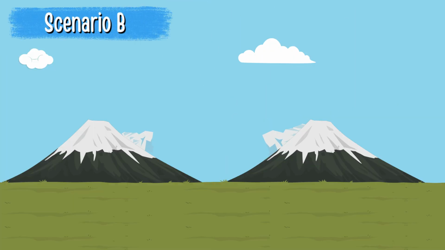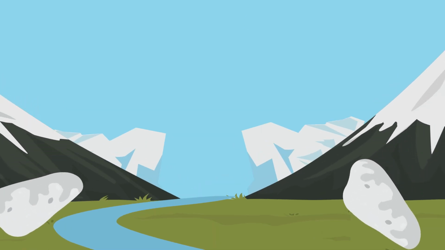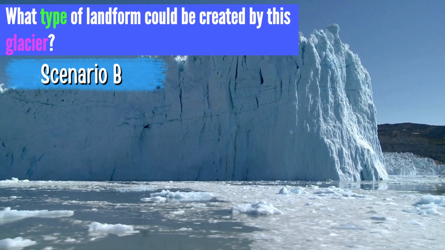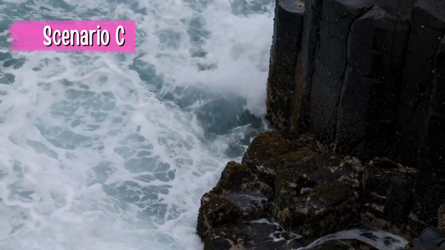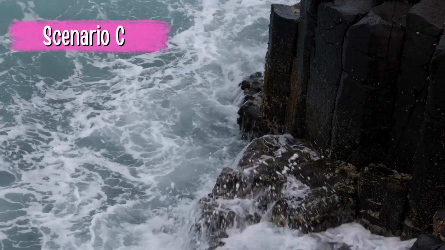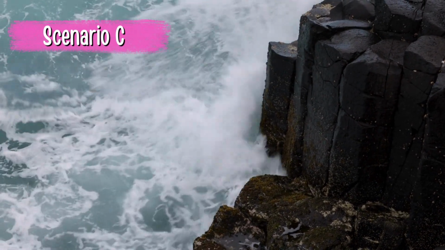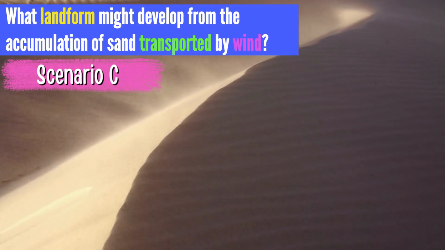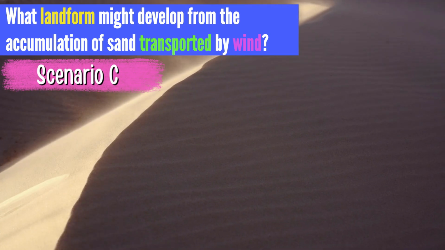Scenario B. A slow-moving glacier creeps down a valley, scraping and grinding against the bedrock as it advances. Large chunks of ice break off, carrying rocks and debris with them. Guiding question. What type of landform could be created by this glacier? Reflect on how ice can transport materials and carve out new shapes in the Earth's surface. Scenario C. A coastal area where waves continually crash against the shoreline, carrying away sand and depositing it elsewhere. Small mounds of sand begin to appear further inland. Guiding question. What landform might develop from the accumulation of sand transported by wind? Consider how wind can move small particles over long distances to create new features.